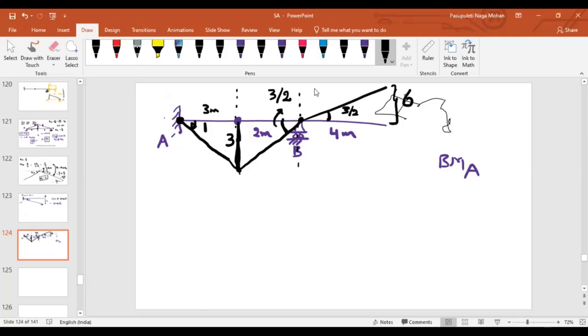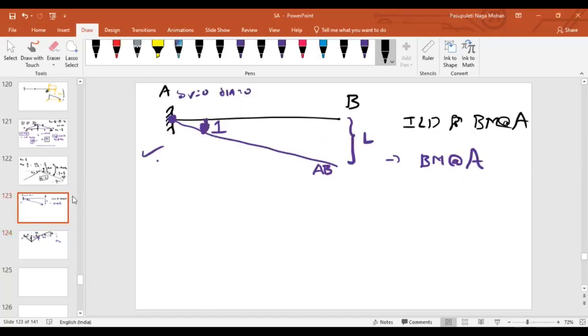Vishnu, the previous case, the cantilever: the concept is the same, right? Whatever ILD we want to draw, release that force and apply the unit value. If it is a force, apply unit displacement. If it is a moment, apply unit rotation. Same thing: I have placed a hinge here, and after placing the hinge, I have applied the unit rotation. Then what will the deflected shape be?